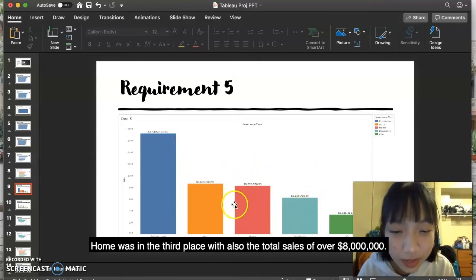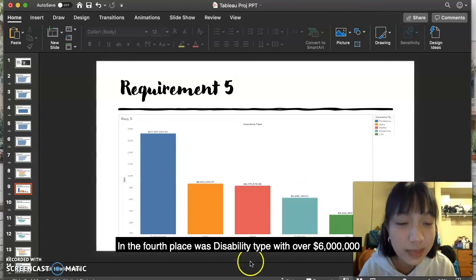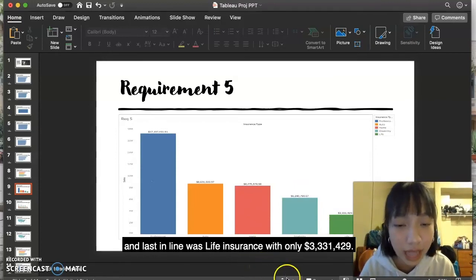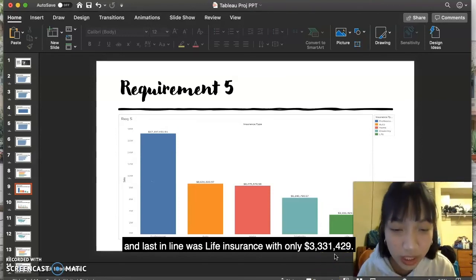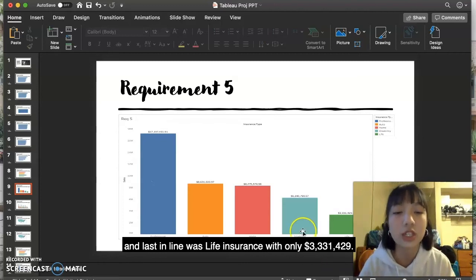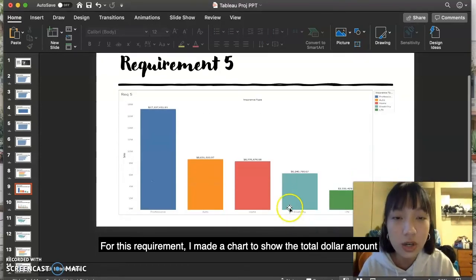Next in line was auto insurance with over $8 million. Home was in third place, also with total sales of over $8 million. In fourth place was disability with over $6 million, and last in line was life insurance with only $3,331,429.